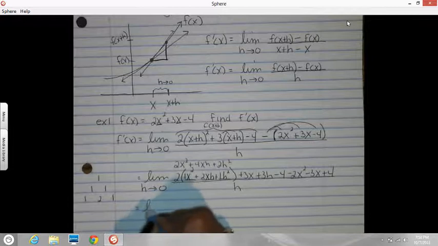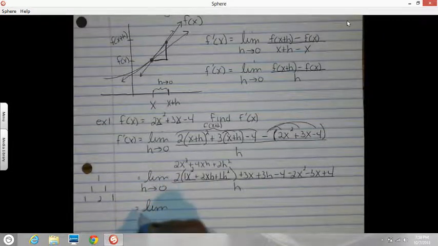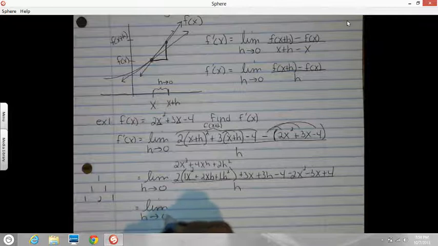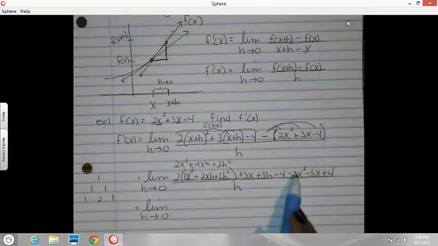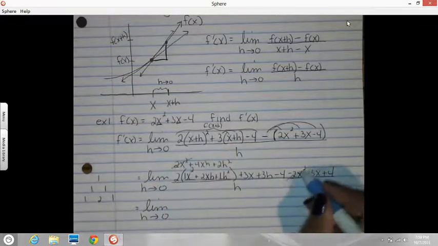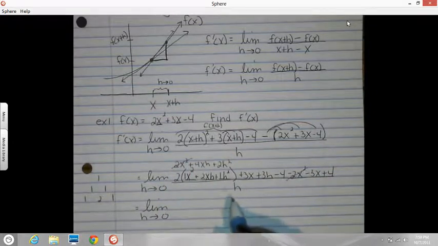So the limit as h approaches 0, simplifying, I've got 2x squared and a minus 2x squared. Those are gone. I've got a 4xh.